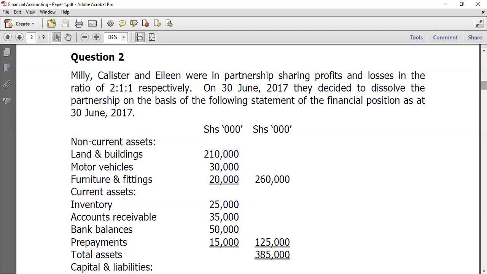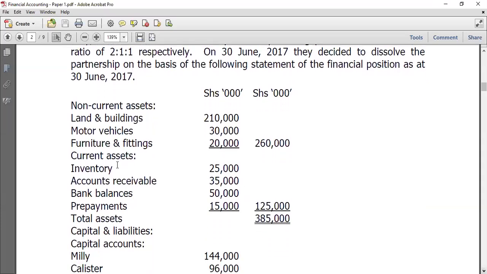Yeah, so we're saying Millie, Calista, and Ellen were in partnership sharing profits and losses in the ratio of 2:1 respectively. On 30th June 2017, they decided to dissolve the partnership on the basis of the following statement of financial position. So this is their statement of financial position. As you can see, they had land and building, motor vehicle, furniture and fittings, current assets, inventory, accounts receivable, bank balances, prepayments, and then they had a total of that amount.